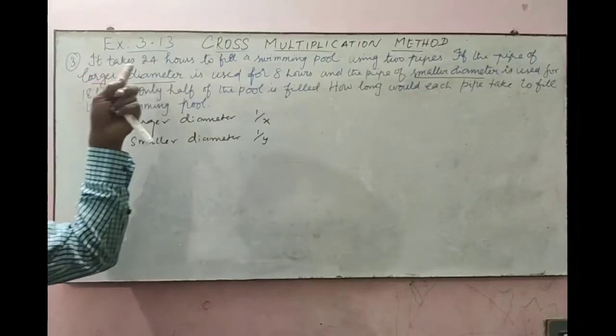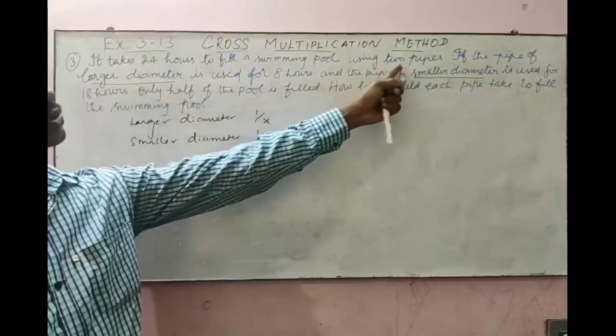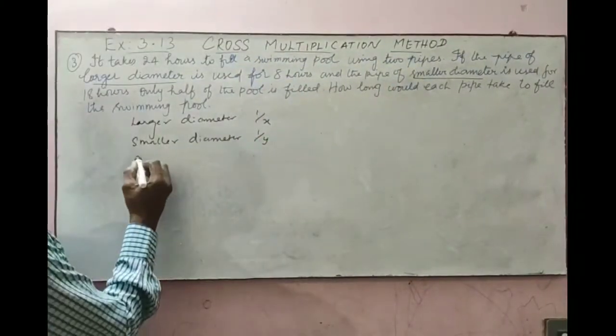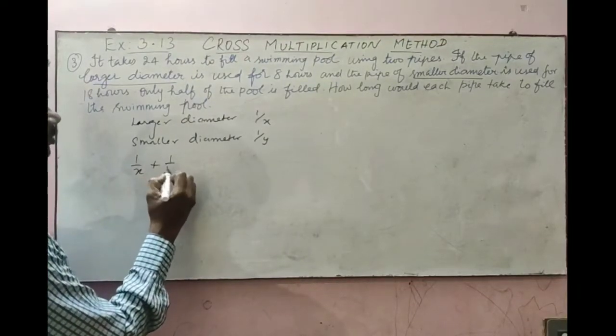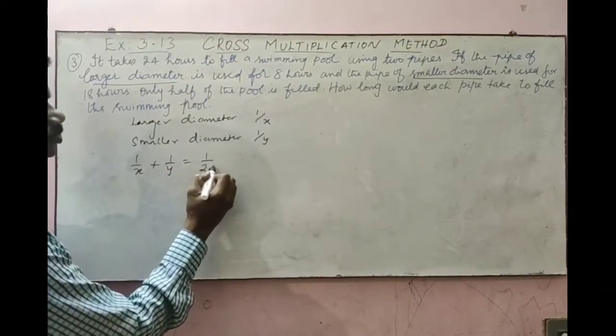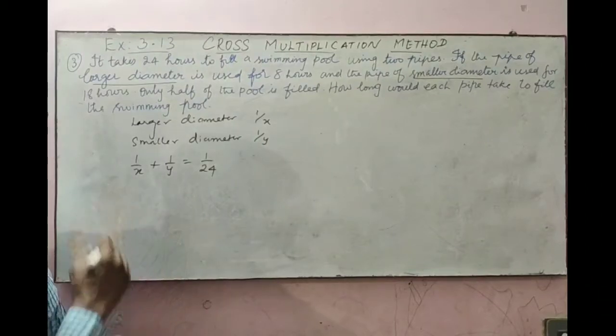So what is the first condition? It takes 24 hours to fill the swimming pool. So 1 by x plus 1 by y equal to 1 by 24. So this is the first equation.